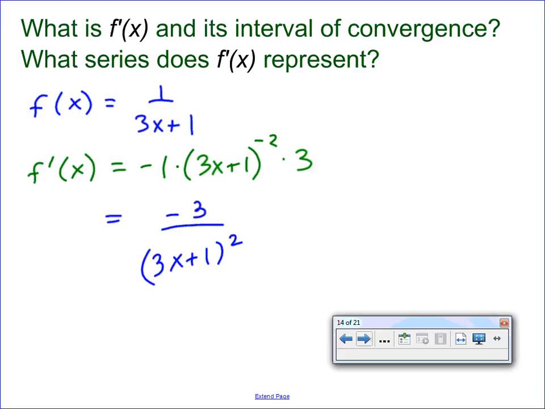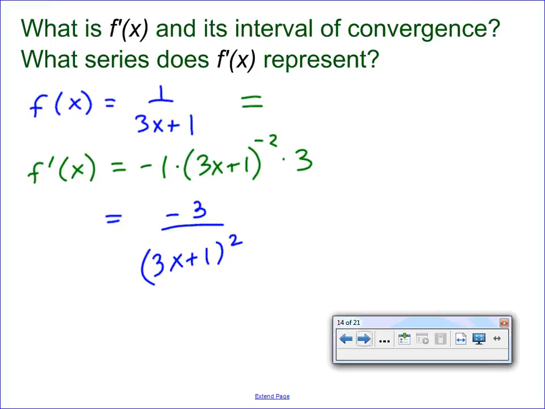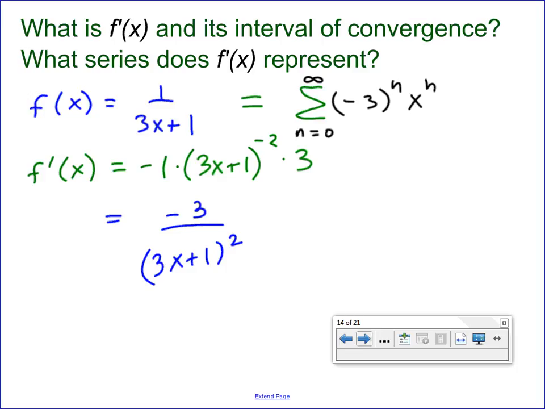And so let's instead go to my power series representation. F was represented by negative 3 to the n, x to the n, yes? So if this equals, guess what? Its derivative, f prime of x, must be given by, hold on to your hats, this negative 3 to the n, right, is just a constant.